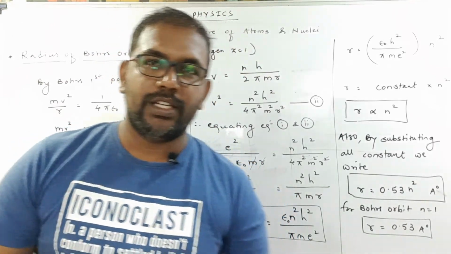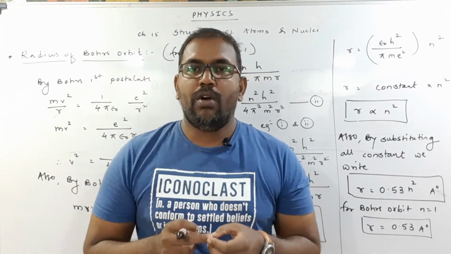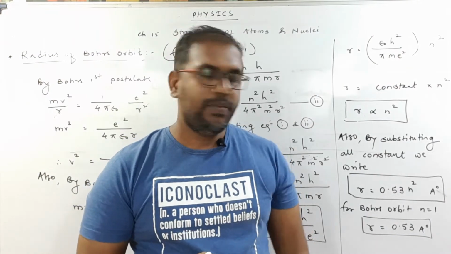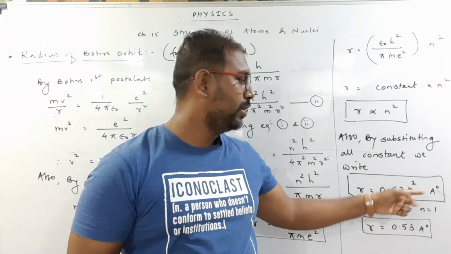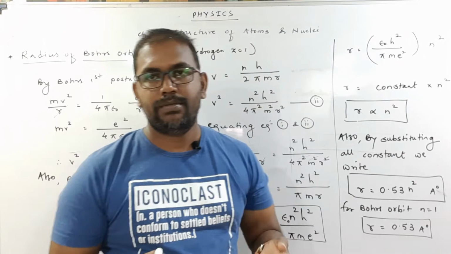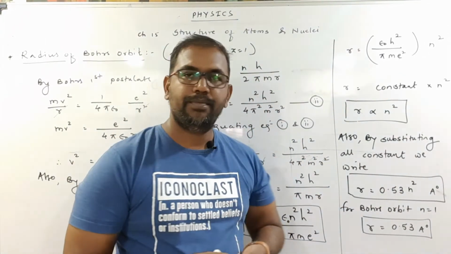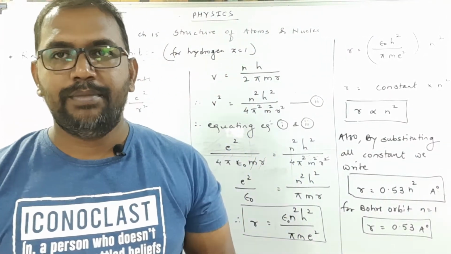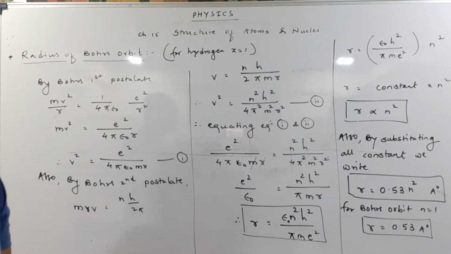Listen, in examination, if the question is asked, find out what is the radius of third orbit, you can use this relation. First orbit has a radius of 0.53 angstrom. For the third orbit, you have to substitute 3. 3 square is 9. 9 times this one is the radius of third orbit. In a similar manner, you can find out the radius of any orbit by using this formula. I hope everyone understood this. So this is a very important article: radius of Bohr's orbit.